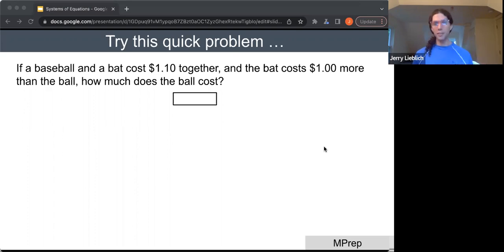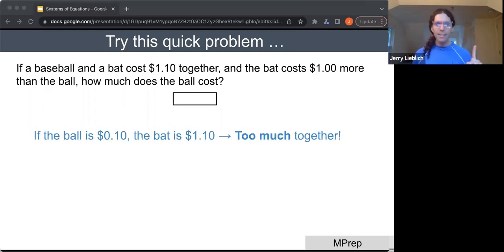That was an illustrative trap, which is it's very simple looking at this, and I fall for this too, and I teach this. I look at this and I'm like, all right, together they cost $1.10, the bat costs $1 more. How much does the ball cost? The ball costs 10 cents. But that can't be, because if the ball is 10 cents and the bat is $1.10, that's too much. That's $1.20. So this is meant to be deceptive.